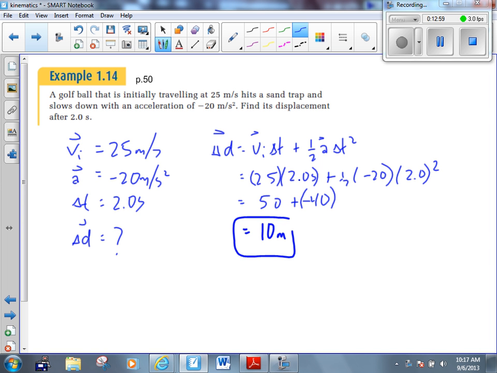It should be 2 digits, right? Final answer should be 2 digits. That's a third of the 5 acceleration equations that we've used now. Be prepared to use all 5 of them, whichever one seems to fit the best.